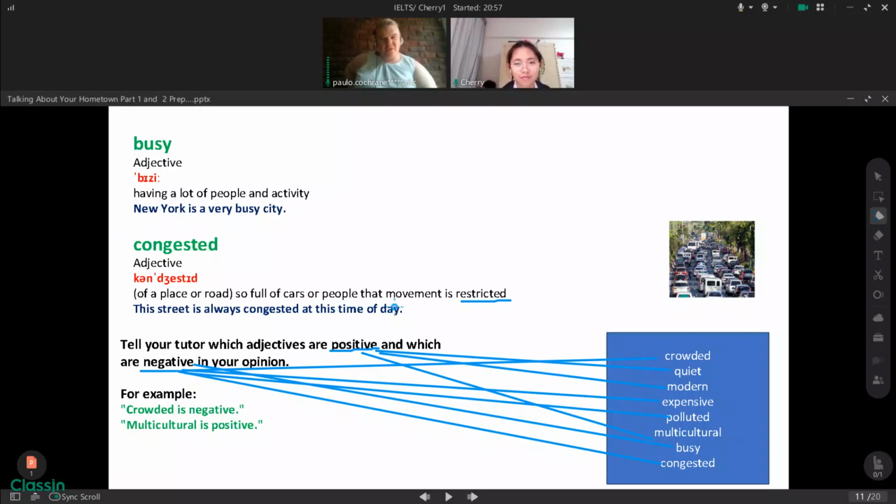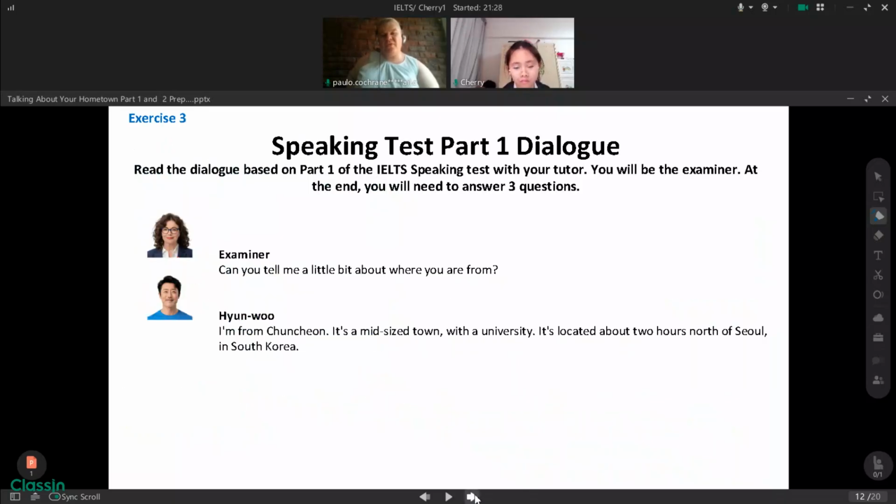Congested means full of cars or people, so that movement is restricted, meaning that movement only allows a few people to go at a time. So people get frustrated and angry because they can't go where they want to go. It means they are restricted, they can't get through. So remember that congested is a negative adjective. Okay, so with that, I want you to remember these vocabulary words. Okay, let's go to the practice.